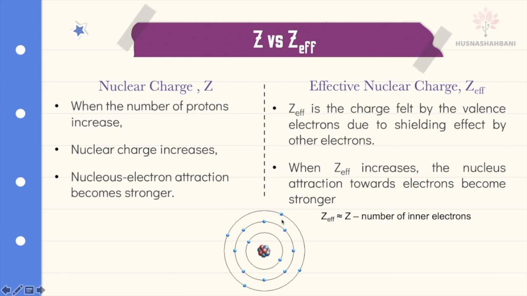When Z effective increases, the nucleus attraction towards the electron becomes stronger. If the charge felt by the valence electron increases, that means the attraction of the nucleus towards this electron is stronger. So Z effective is the nuclear charge minus the number of inner electrons. Our nuclear charge is the number of protons. So Z effective is protons minus the number of inner electrons. Our inner electrons are all electrons except valence electrons.